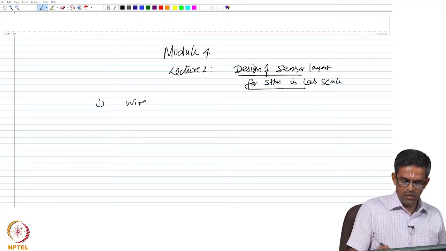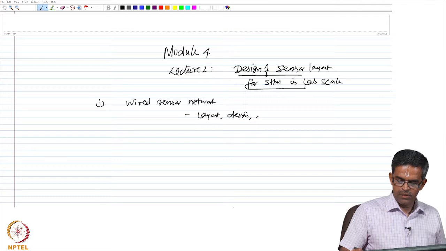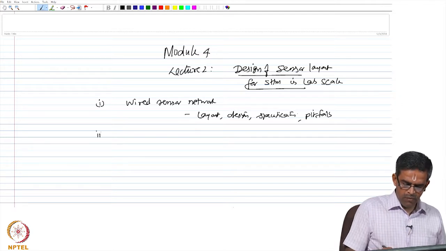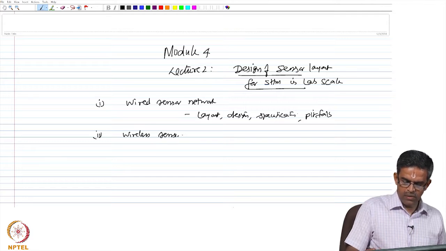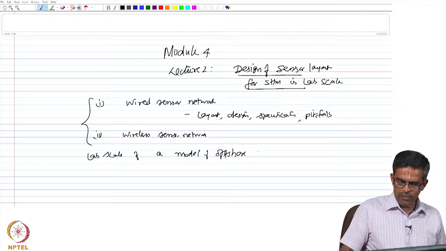One, a wired sensor network. We will talk about the layout, design, specifications and pitfalls. We will compare this with a wireless sensor network, both applied on a lab scale of a model of offshore compliance structure.